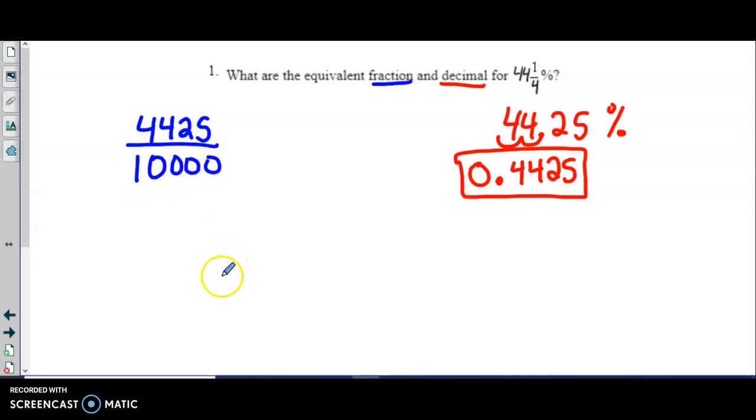Now, if this was just 0.4, since it's 1 decimal place, you would do 4 over 1 with 1 0, 10. If it was 0.44, that's 2 decimal places, so you would do 44 over 100 because you'd have 2 zeros. So the zeros represent how many decimal places you have. And in this case, since we have 1, 2, 3, 4 after the decimal, we need to make sure we have 1, 2, 3, 4 zeros.